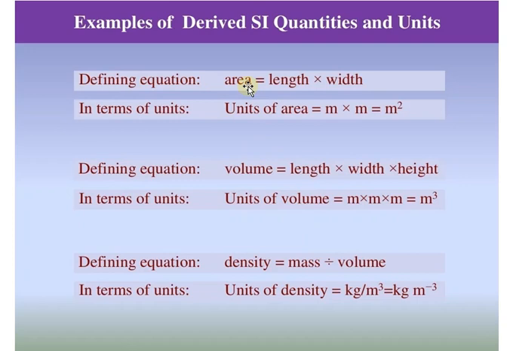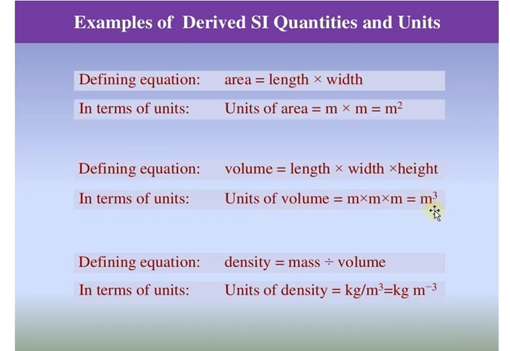According to the equation, area is length times width. Unit of length is meter, unit of width is also meter. Meter multiplied by meter gives meter square. This is the derived unit of area. Volume is length times width times height. Meter multiplied by meter multiplied by meter becomes meter cube.